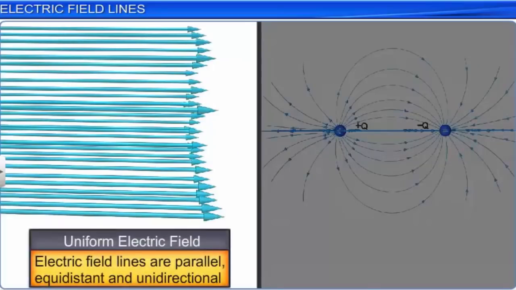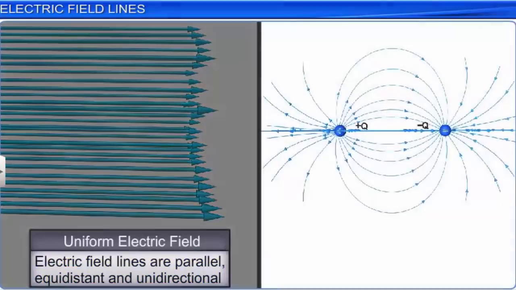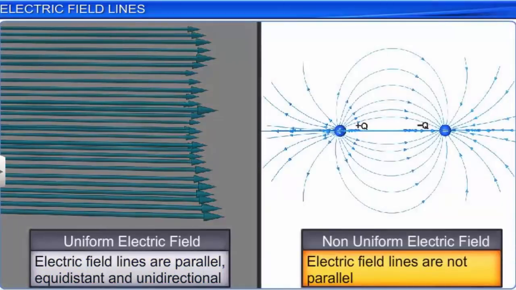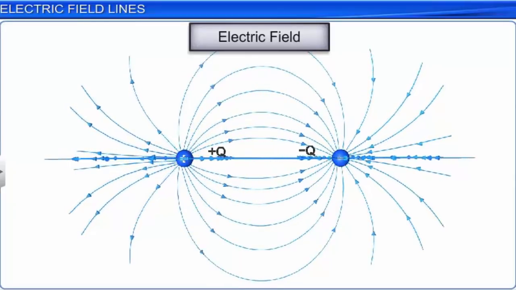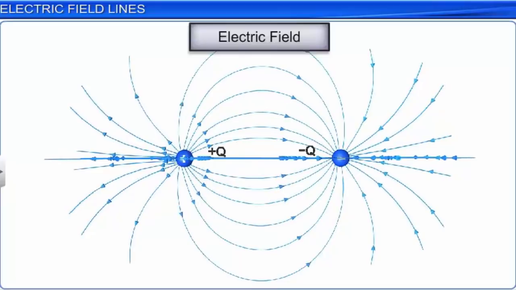For a uniform electric field, the electric field lines are parallel, equidistant, and unidirectional. For a non-uniform electric field, the electric field lines are not parallel. In a charge-free region, the electric field lines are continuous curves without any breaks.